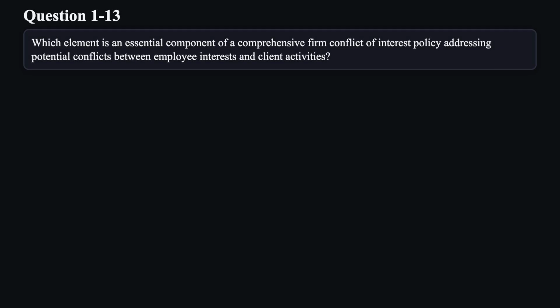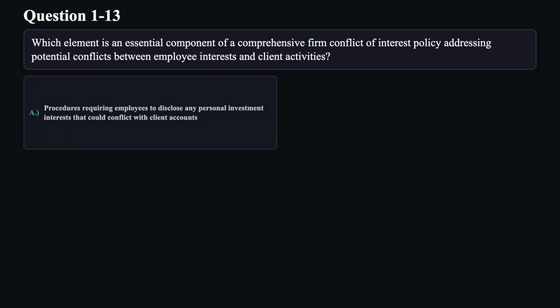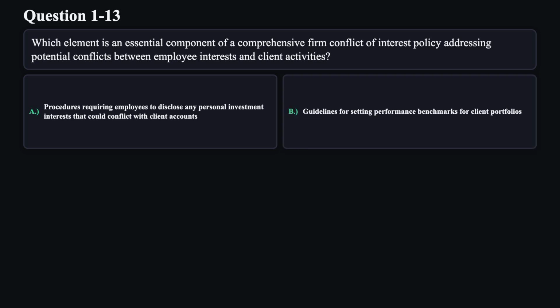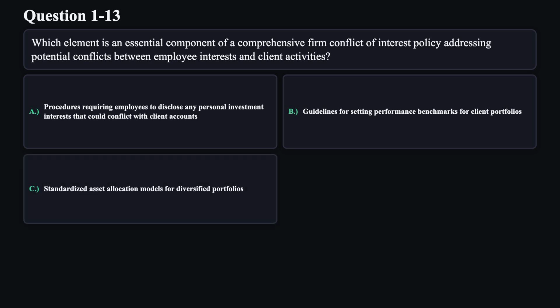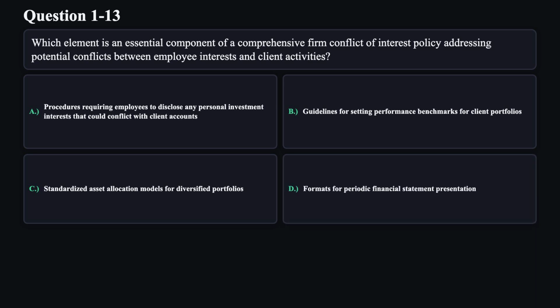Question 13. Which element is an essential component of a comprehensive firm conflict of interest policy addressing potential conflicts between employee interests and client activities? A. Procedures requiring employees to disclose any personal investment interests that could conflict with client accounts. B. Guidelines for setting performance benchmarks for client portfolios. C. Standardized asset allocation models for diversified portfolios. D. Formats for periodic financial statement presentation.